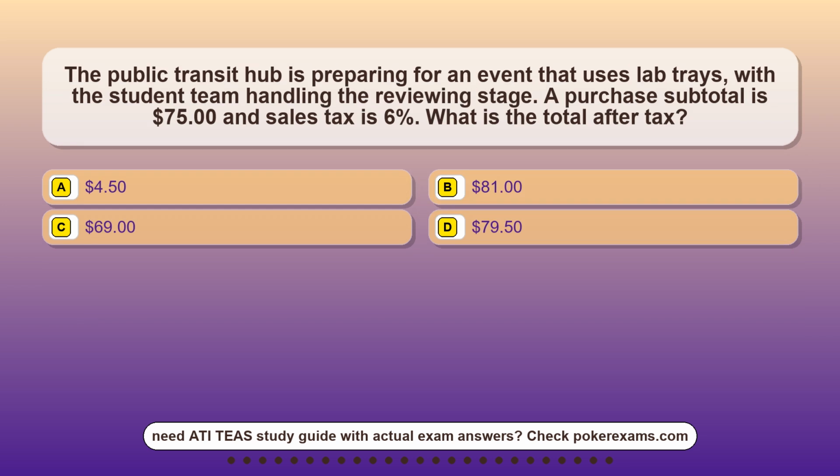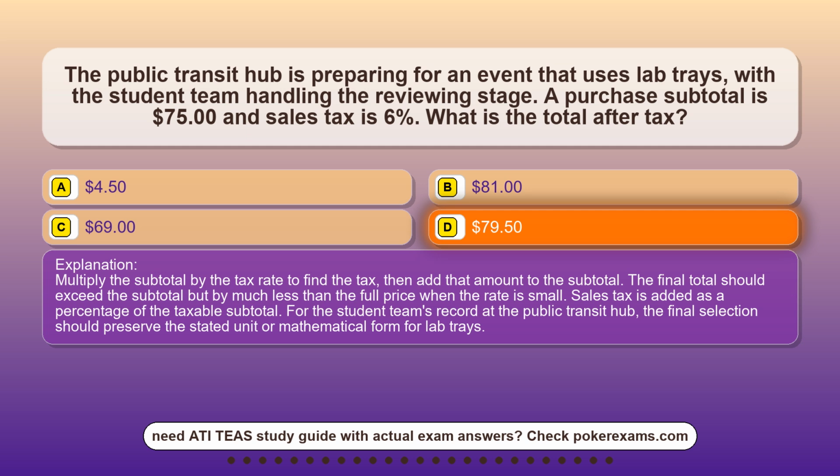Question 13. The public transit hub is preparing for an event that uses lab trays, with the student team handling the reviewing stage. A purchase subtotal is $75 and sales tax is 6%. What is the total after tax? Option A, $4.50. Option B, $81. Option C, $69. Option D, $79.50. The correct answer is option D, $79.50. Multiply the subtotal by the tax rate to find the tax, then add that amount to the subtotal.